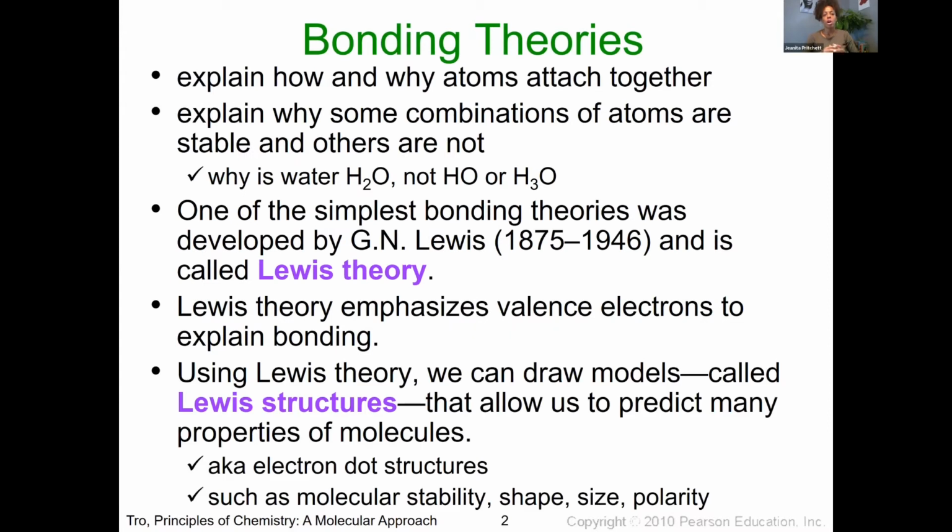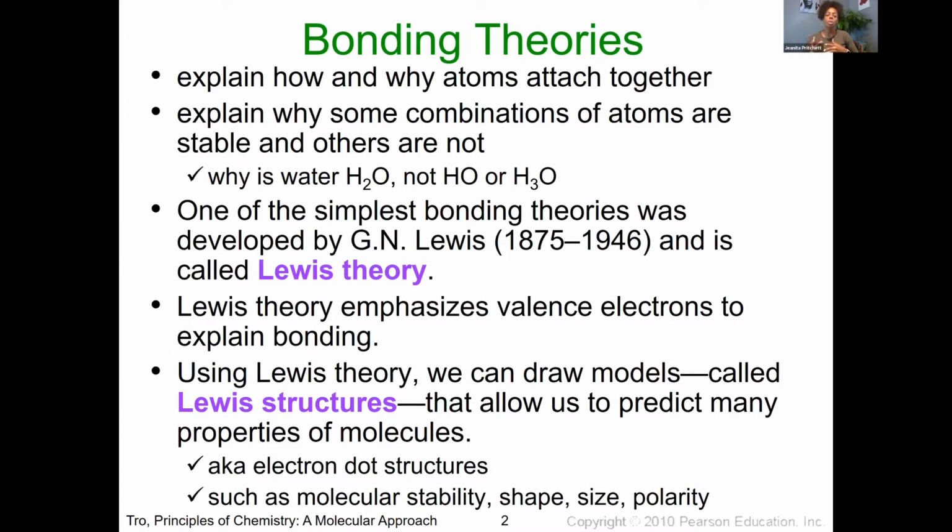There are a number of theories out there that help us understand why and how different atoms are attracted to each other. There are also theories that help explain why certain combinations are allowable and stable and others are not. The main theory we use as the foundation is based off of work done by G.N. Lewis, and it is known as the Lewis theory.